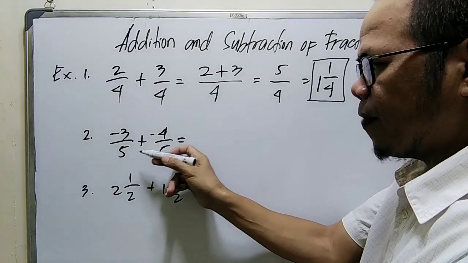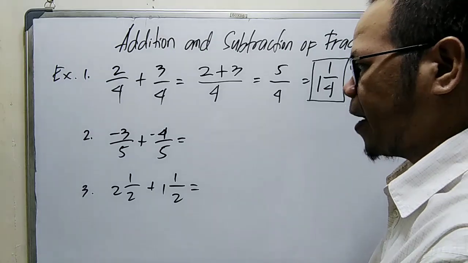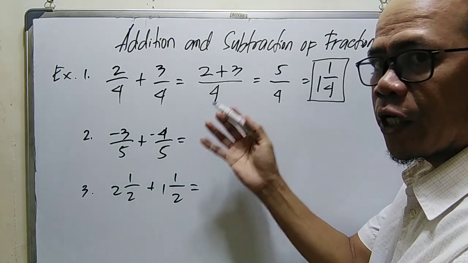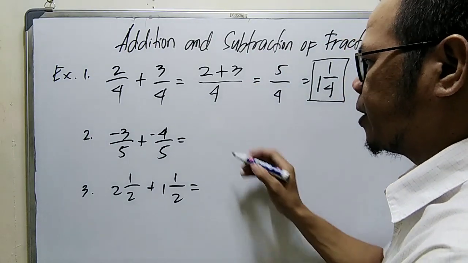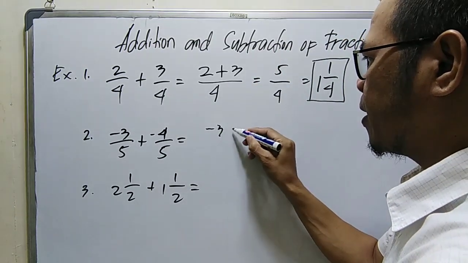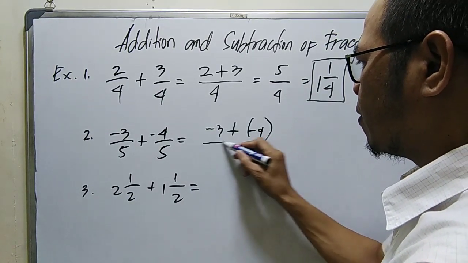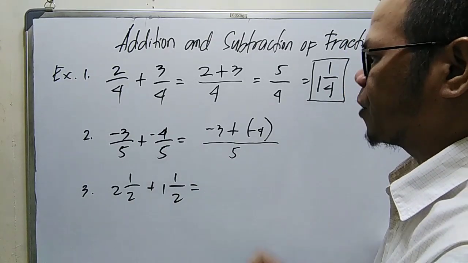Negative 3 over 5 plus negative 4 over 5. So again, i-add lang natin yung numerator at kopyahin lang natin yung denominator. So negative 3 plus negative 4, okay? Over 5. Kinopya lang natin yung common denominator nila.